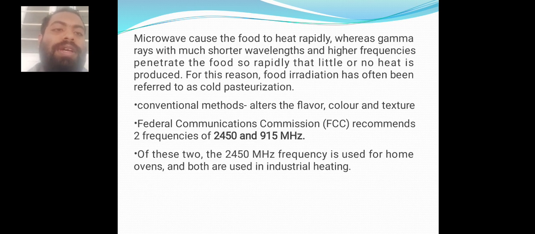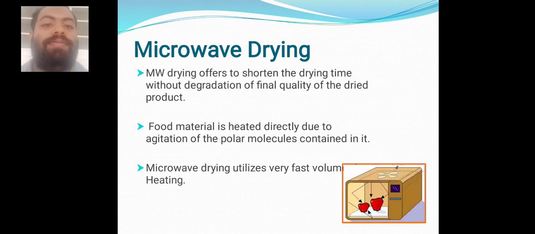Microwaves cause the food to heat rapidly, whereas gamma rays, with much shorter wavelengths and higher frequencies, penetrate the food so rapidly that little or no heat is produced. For this reason, food irradiation is often referred to as cold pasteurization. Conventional methods alter the flavor, color, and texture. The Federal Communications Commission (FCC) recommends two frequencies, 2450 and 915 megahertz. Among these two, 2450 megahertz is used for home ovens, and both are used in industrial heating.